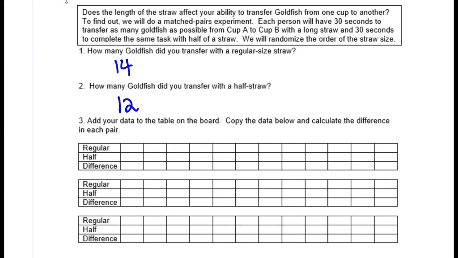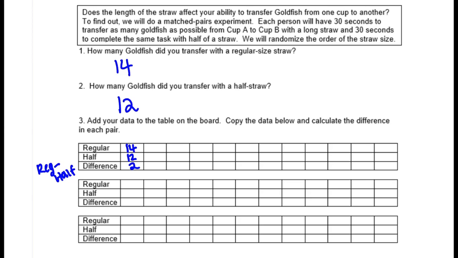Okay, so what we would do next is if you're at school, you'll just copy down some of these. Everyone will just go to the board and write some of their values in. So I got 14 and then 12 as an example. And the difference between them, we're going to do regular minus half. Like I said, I like to just do the first one minus the second one, makes things easier. So 14 minus 12 is 2.